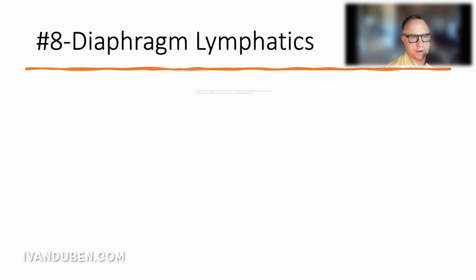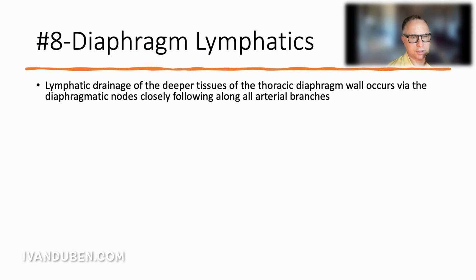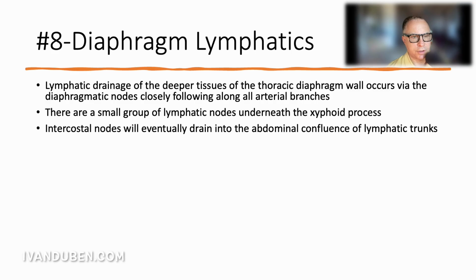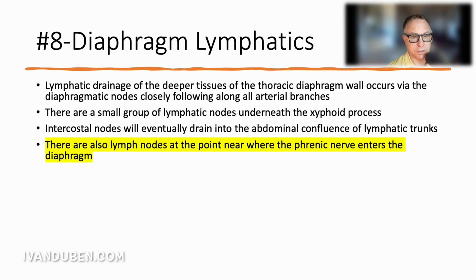Moving on to diaphragm lymphatics. Lymphatic drainage of the deeper tissues of the thoracic diaphragm wall occurs via the diaphragmatic nodes closely following along all arterial branches. There are a small group of lymphatic nodes underneath the xiphoid process. Intercostal nodes will eventually drain into the abdominal confluence of the lymphatic trunks, which is located below the diaphragm at the entrance to the thoracic duct near the cisterna chyli.